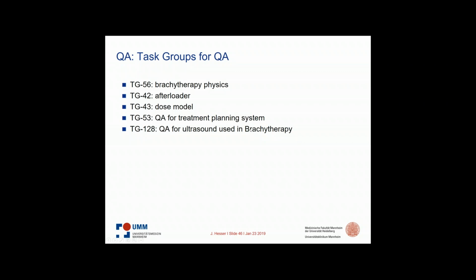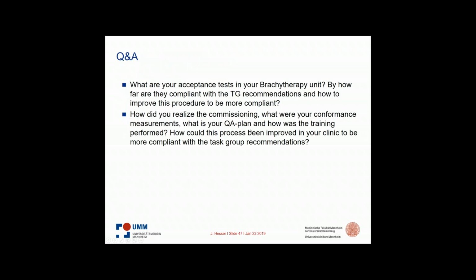So we slowly come to the end of this first part of the lecture. The first is, what are your acceptance tests in your brachytherapy unit, how far are they compliant with the TG recommendations, and how can you improve this procedure to be more compliant. The second is how to realize the commissioning. Again, acceptance test, commissioning: what were your conformance measurements, what is your QA plan, and how was the training performed. Very important part. So how could this process be improved in your clinic, to be more compliant with task group recommendations.